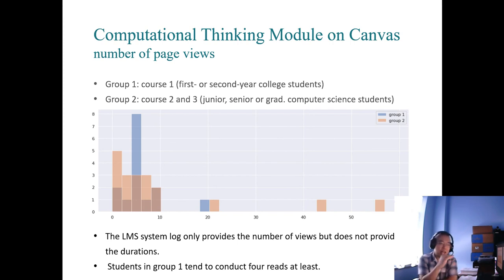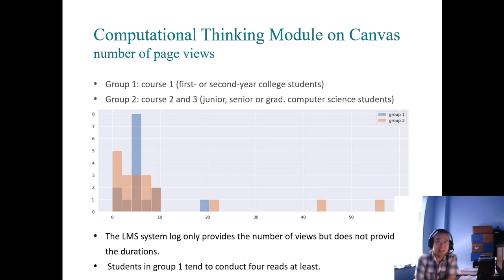For the x-axis, that is the number of views on the pages, and the width of the bar is 2. And for the y-axis, that is the number of students. For the blue bars, as you can see, most of the students did 5 to 6 reads, and that is kind of reasonable because we do expect them to do at least 6 reads before they can finish this course module.